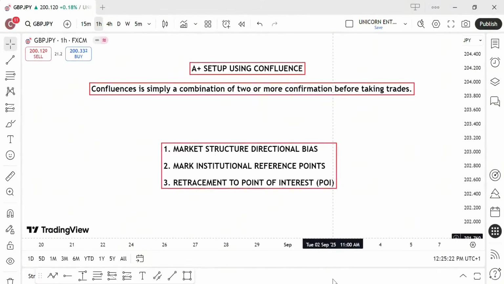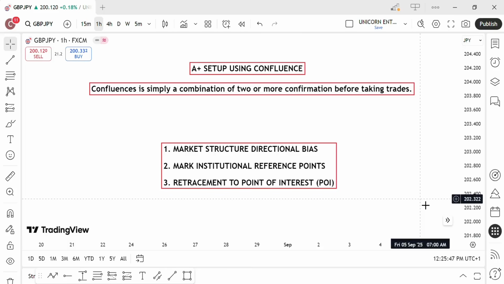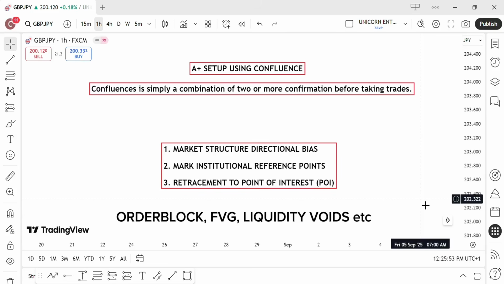Alright, so to get an A plus setup using Confluences, these are the Confluences to look out for. Number one, you need the market structure directional bias. This is the first Confluence to look out for because it helps you to know the trend of the market and where price is likely to get to. Then number two is to mark your institutional reference points, such as your order block, fair value gap, liquidity void, and all these things.